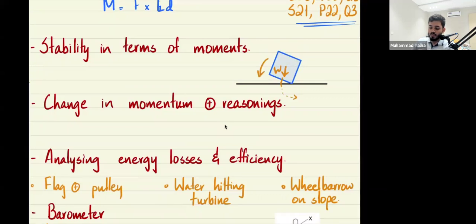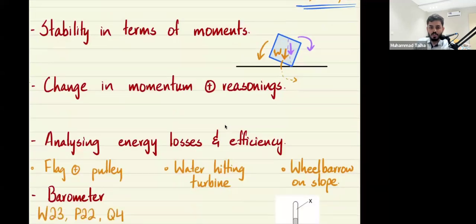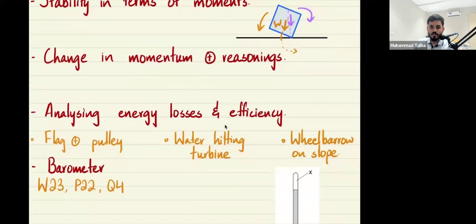But if it goes up to a position where the weight, and hence the center of gravity, come to the right of this edge, now it's going to produce a clockwise turning effect and make it fall over, right? So this is something very important and also something very fundamental, but some people still tend to forget this. Change in momentum and their reasonings is something which is really important.